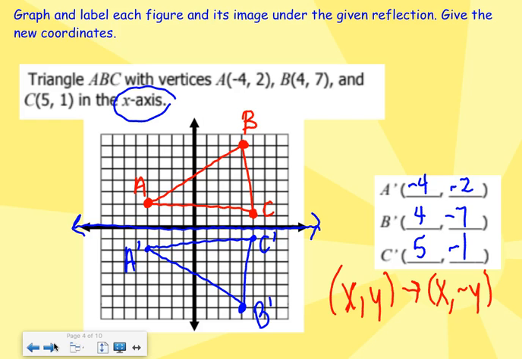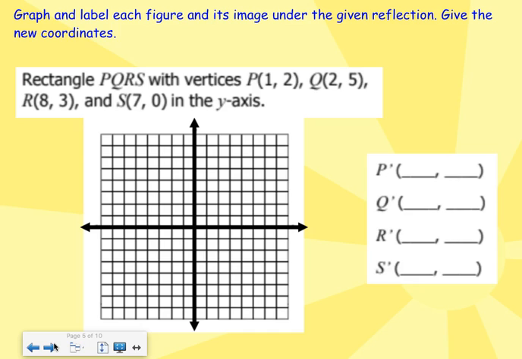Are we okay for the next one? Okay, start plotting. Rectangle PQRS.